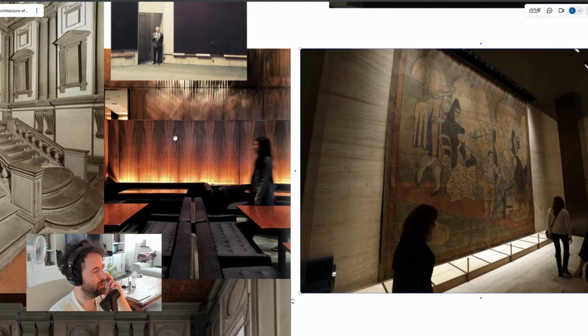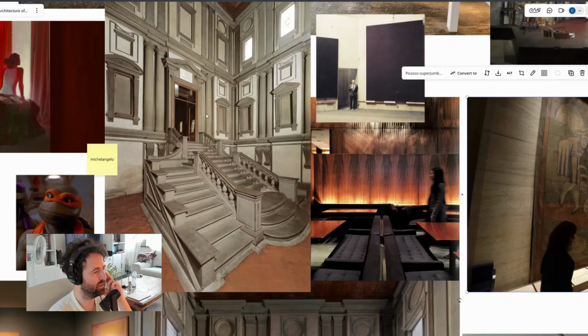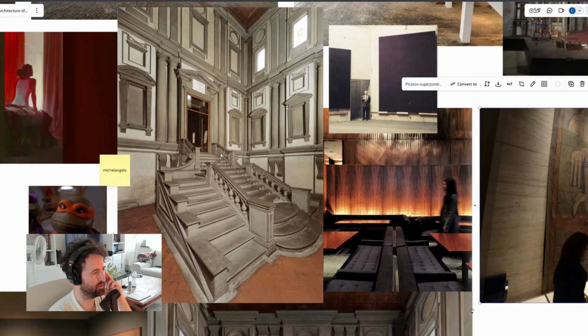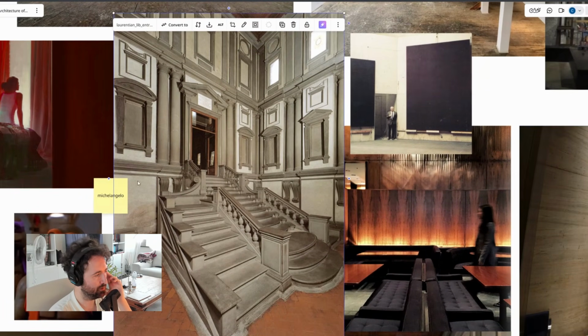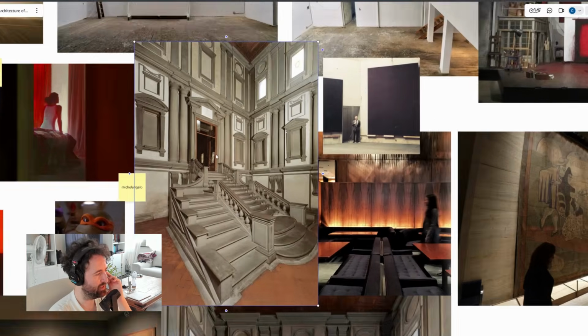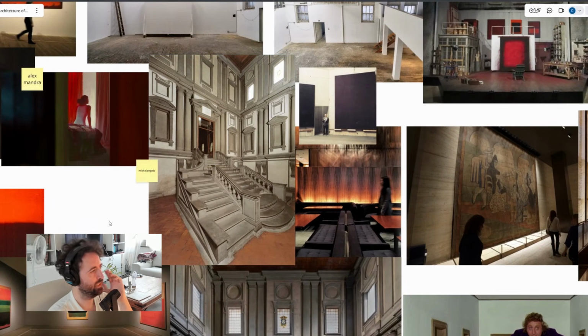and spent quite a bit of time admiring this. Am I saying this right? The Laurentian Library by Michelangelo in Florence, which is what we're looking at right now. I think I've got a plan for this here. I do. Not this Michelangelo. I'm just going to get rid of him. That was a stupid joke. Yeah, here is the plan.